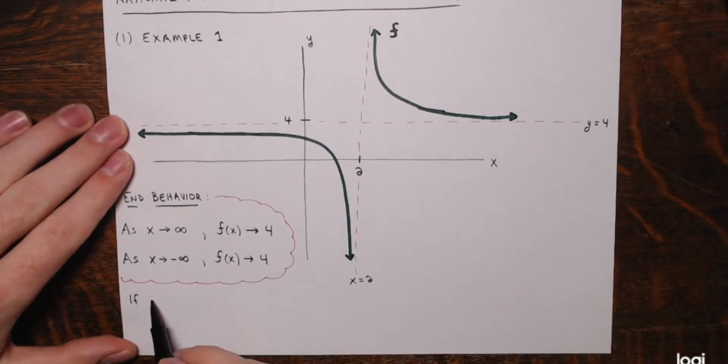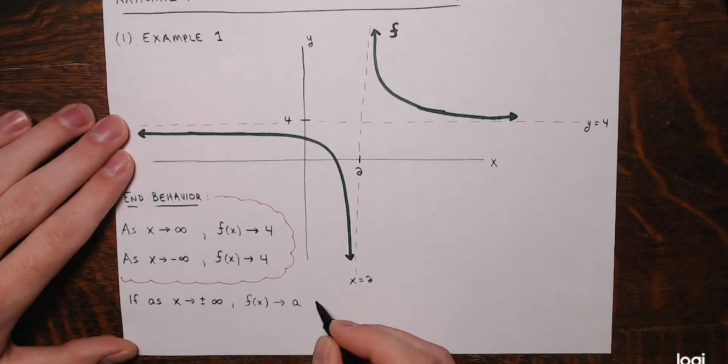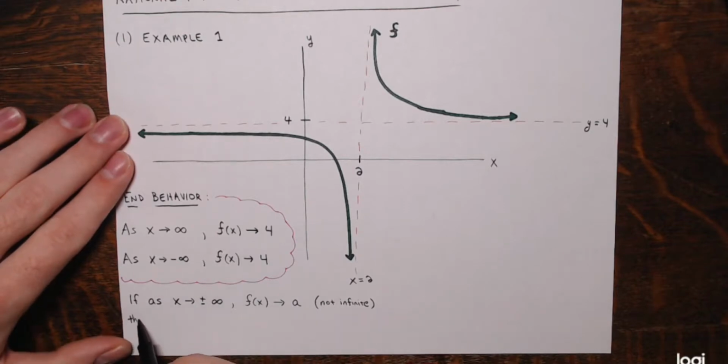If, as x approaches positive or negative infinity, one end or the other, or both, f of x, or the y coordinates, are approaching some number a that's not infinite, then we say f has a horizontal asymptote.